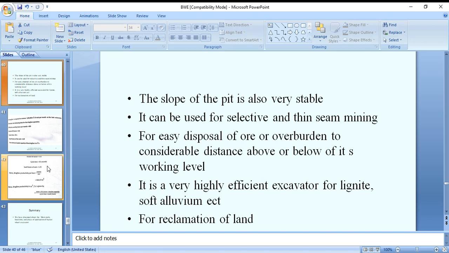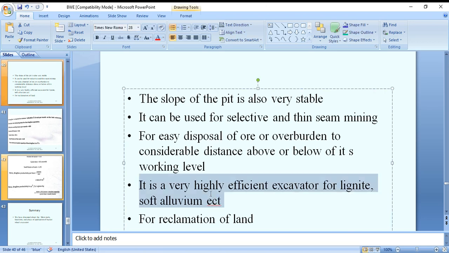It is a very highly efficient excavator for lignite, soft rock and alluviums. Sometimes it can also be used for reclamation of land. For the purpose of reclamation of land, it is also applicable. As for the Indian condition, they were using it in the lignite areas. So this is the overall picture of the application conditions.